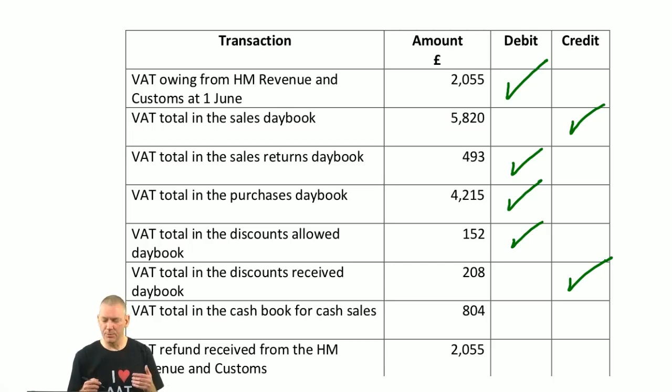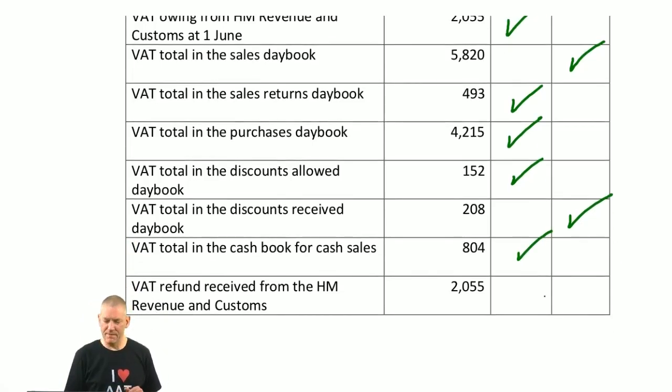VAT total in the cash book for cash sales. Cash sales are still sales, and therefore you do the same as the sales day book. And then finally at the bottom, we have VAT refund received from HM Revenue and Customs.